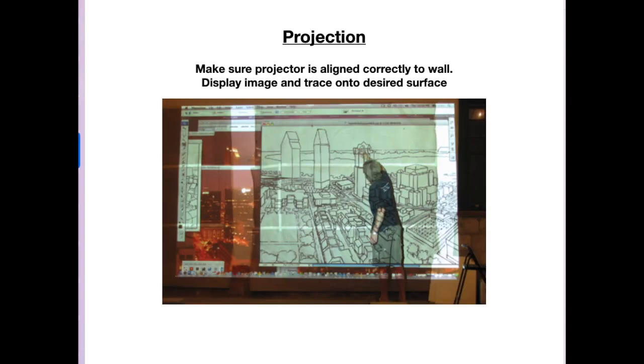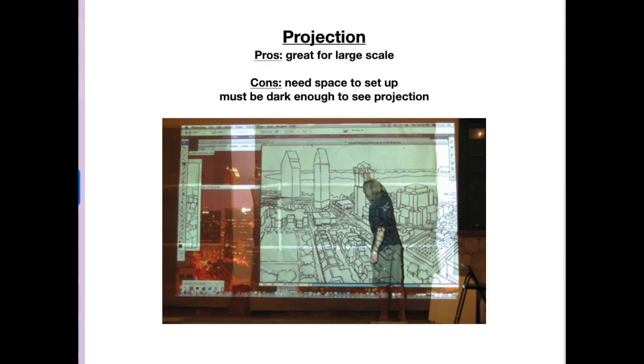Projection. All you do here is make sure your projector is aligned correctly to the wall, display the image, and trace onto the desired surface, wall or paper or whatever it is you're using. The pros of this method are that it is great for large scale, and makes it quick and easy. The cons are it needs a lot of space to set up, and it must be dark enough to see the projection. Also, you need a projector, which is fairly expensive, depending on which one you get. The cheap ones just don't work super well, unless it's extremely dark, which isn't great for drawing, but just something to consider.